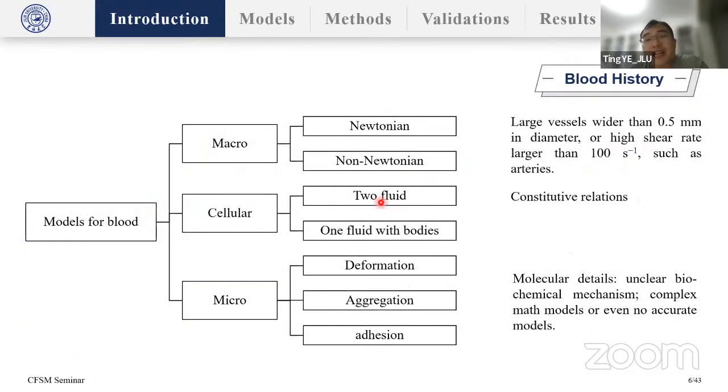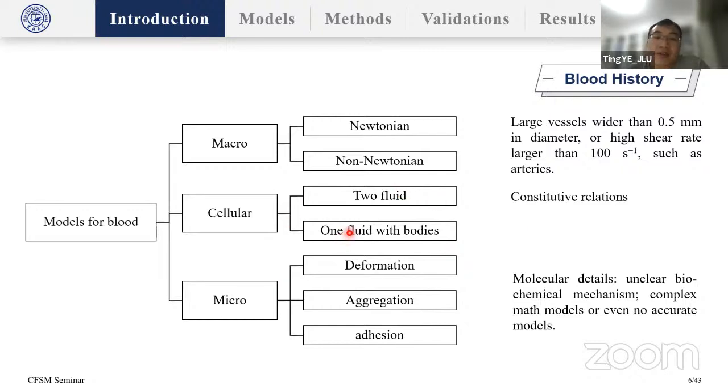Here is a summary of such a blood research history. Currently, there are 3 scales for modeling the blood. At the macro scale, the blood is often treated as Newtonian or non-Newtonian. The Newtonian model is still satisfactory even now for some special cases. For example, larger vessels wider than 0.5 millimeter in diameter, or high shear rate larger than 100 s^-1, such as in arteries. For the non-Newtonian model, the focus is how to develop reasonable constitutive relations.